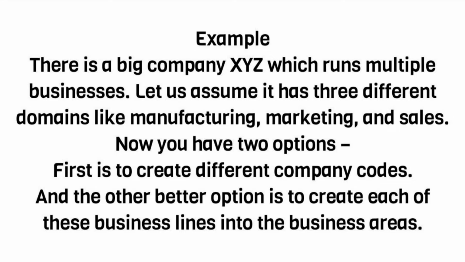Example: there is a big company XYZ which runs multiple businesses. Let us assume it has 3 different domains like manufacturing, marketing, and sales. Now you have 2 options. First is to create different company codes. And the other better option is to create each of these business lines into the business areas.